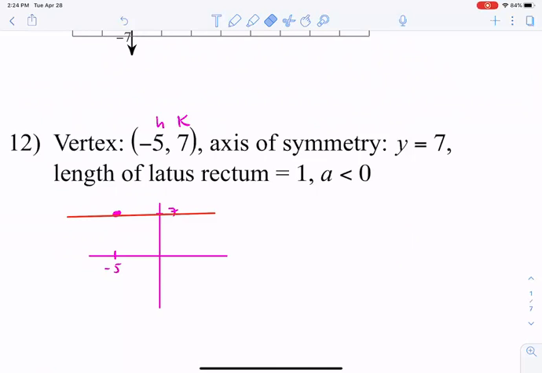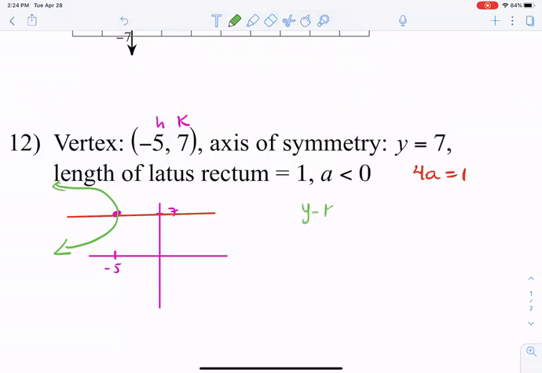The length of the latus rectum is 1, so we know that 4a equals 1, so that's good to know. And we need to find out in which direction this goes. They're saying here that a is less than 0. So that's a big hint. That means that a is negative. So if a is negative, and you know that this is the vertex and this is the axis of symmetry, that means that this thing goes this way, right? So I already know what equation I need.